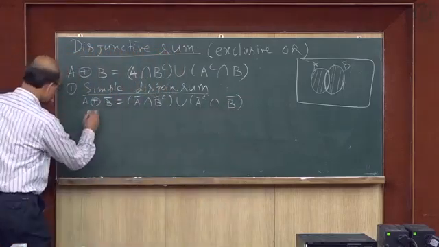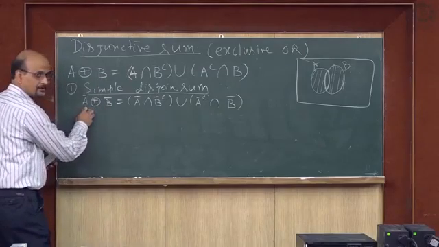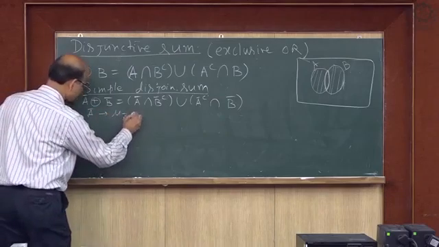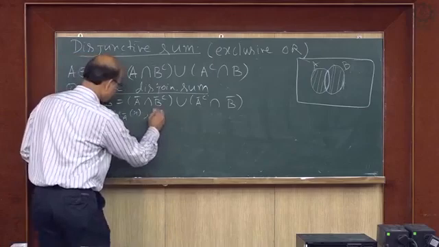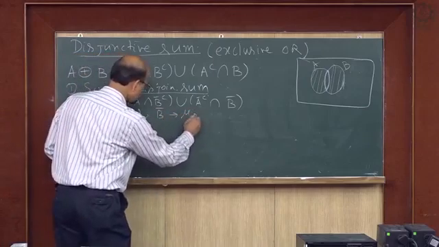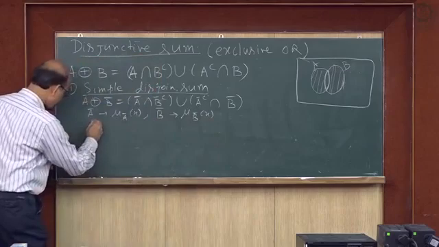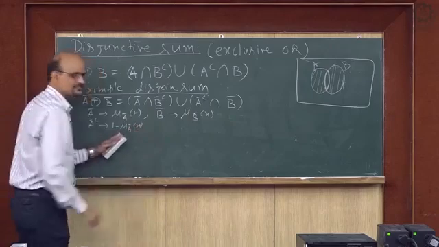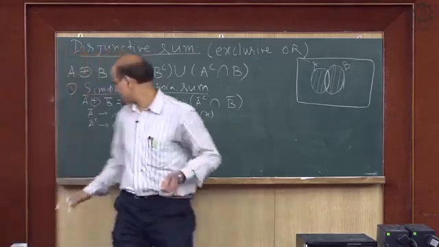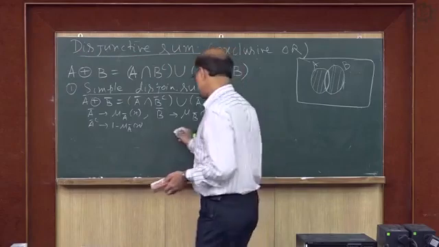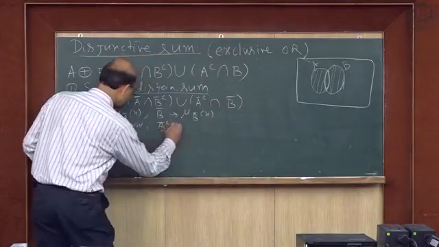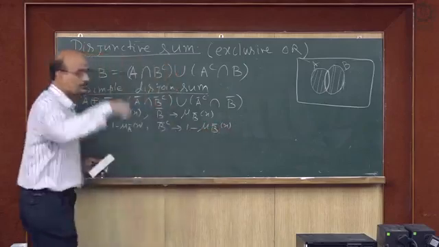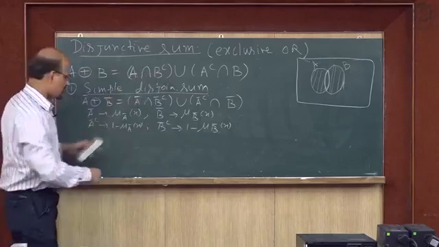So, if I have the membership function for A as mu A bar x, and for B bar mu B bar x, then for A bar complement we write 1 minus mu A bar x, the standard definition of complement. Similarly, B bar complement I write as 1 minus mu B bar x. Okay. Now, what will be A intersection B complement?